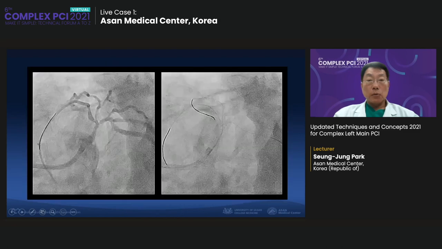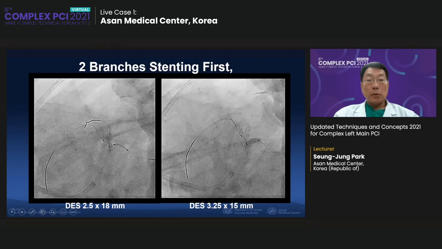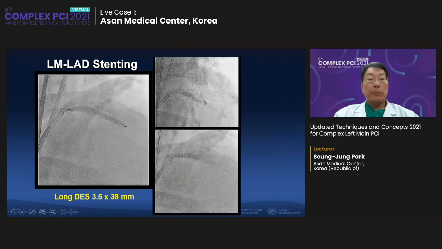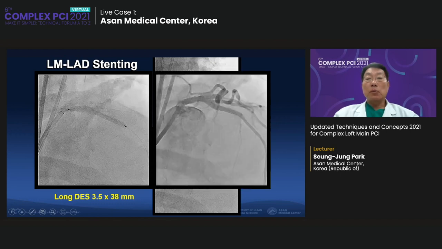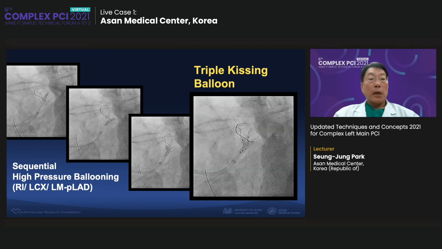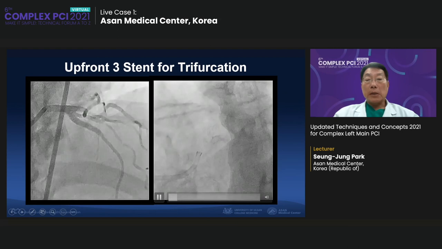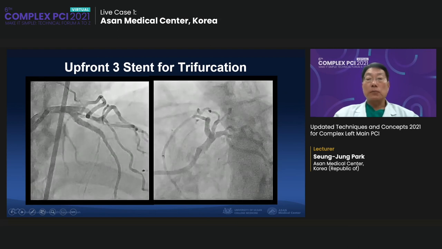and circumflex ostium 2, 3 wire in it, and then deploy the circumflex stent, ramus intermediate stent. Finally, balloon crushes from the LAD to the main. We have a very good angiographic results after high pressure, and we're going to deploy long DES, 8 millimeters for LAD and left main areas after the optimization and C balloons. We can, after the sequence of high pressure inflations, ramus, circumflex, and LAD, finally triple kissing balloon inflation for trifurcation, we have a very excellent angiographic final outcomes result is here.